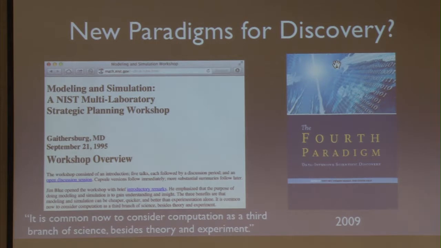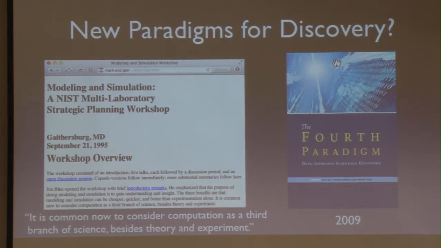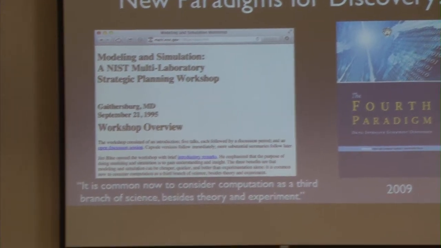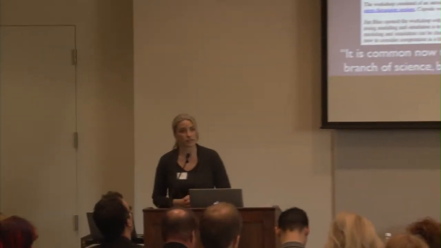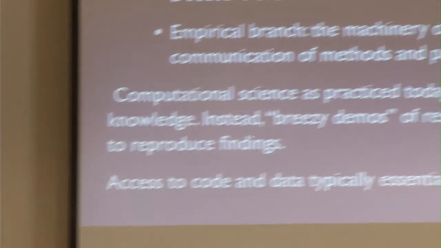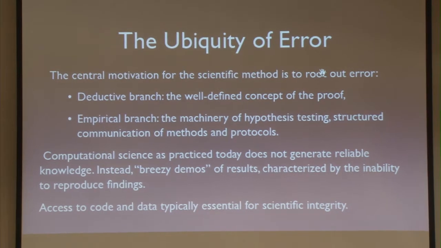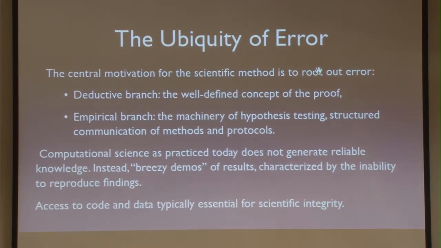And again, just as a representative example, in 2009, this is a Microsoft edited volume talking about data-driven discovery as the fourth paradigm of computational science, or of the scientific method. So there's lots of discourse around how we even define science. And if we think about why we even have the scientific method, the reason is that error is present everywhere in everything we're doing as scientists.